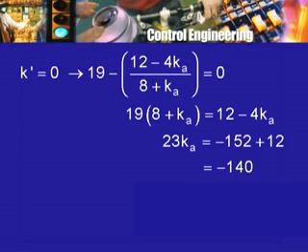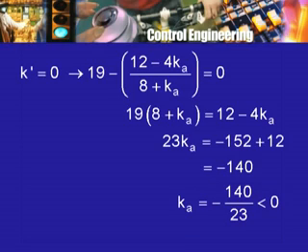and therefore collecting the coefficients we will get 23 Ka should be equal to 12 minus 152, or minus 140, and therefore this will be equal to 0 for a particular value of Ka, namely Ka equal to minus 140 divided by 23. This is a negative value of K, and we are only looking at positive values of the gain K. We are not looking at any negative values of the gain K.